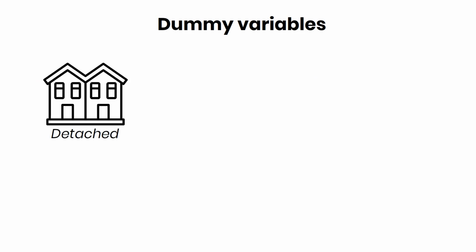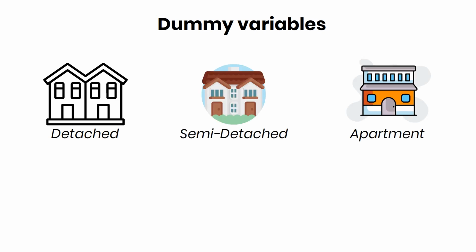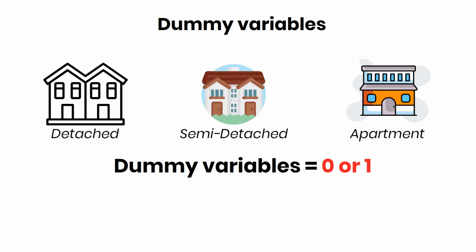Dummy variables are used in regression models to represent categorical data. For example, if we have a categorical variable like type of house with 3 categories, detached, semi-detached, and apartment, we can create 2 dummy variables to include this information in the regression model. Dummy variables take values of 0 or 1 to indicate the presence or absence of a category, allowing categorical data to be incorporated into regression analysis.